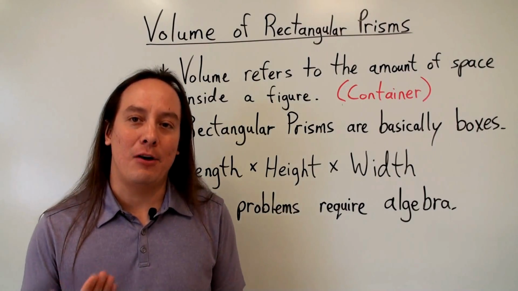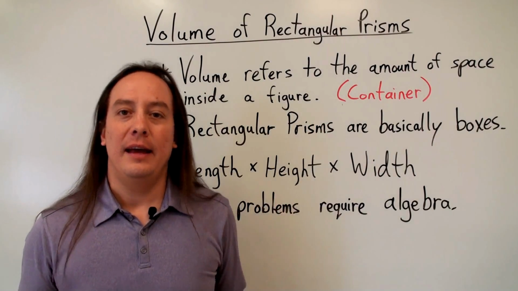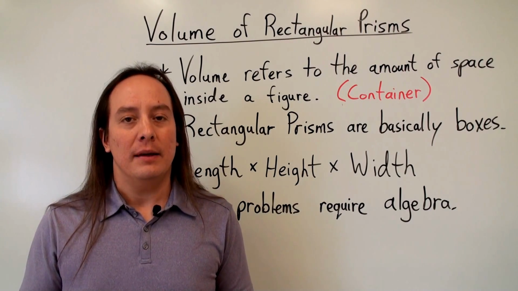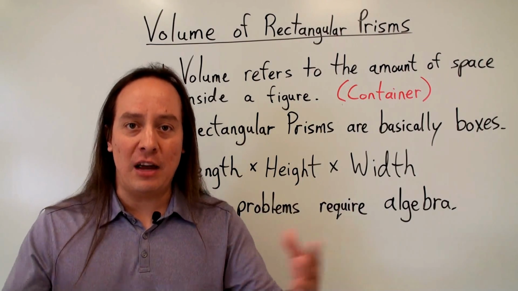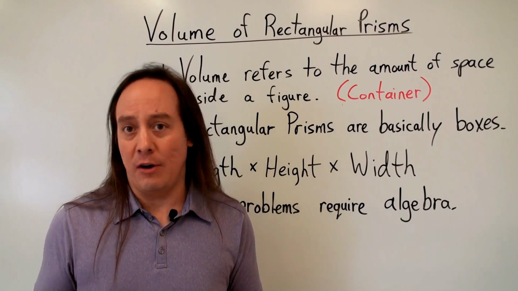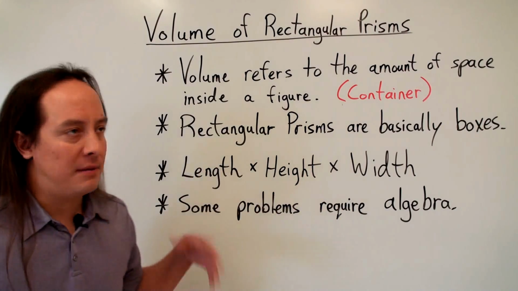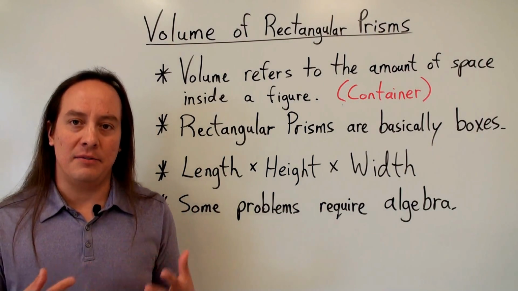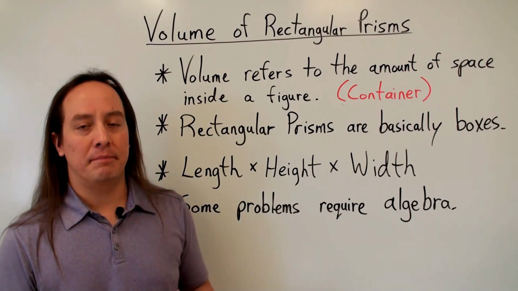We're going to be looking at the volume of rectangular prisms. And the first thing to think about is volume. What is volume? And we're going to be doing volume of many shapes, so we need to have some kind of handle on what volume is. So I have a simple definition here. I put volume refers to the amount of space that's inside a figure, right?